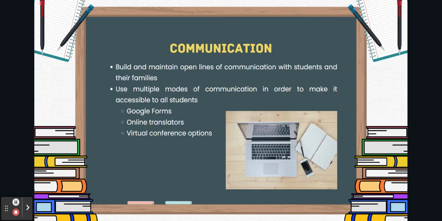And educators can build and maintain open lines of communication with students and their families by using multiple modes of communication in order to make it accessible to all students and their families. So sometimes using a variety of devices and tools, such as Google Forms, online translators, or virtual conference options, makes communications more accessible to your students' families.